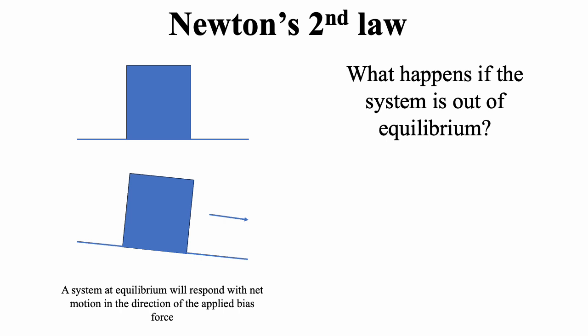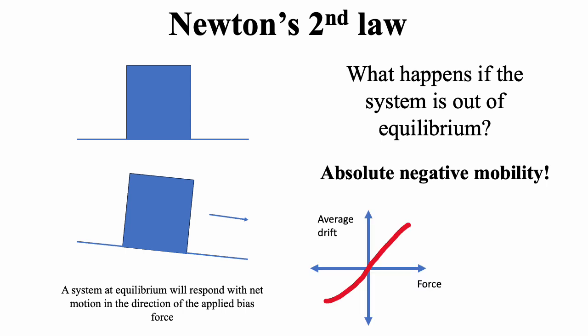So if you have a system which is out of equilibrium and you apply a small bias, then what happens? It turns out that if you apply a small bias for a system out of equilibrium, then you can get counterintuitive phenomena in such systems. And one such behavior is known as absolute negative mobility, right? So let me illustrate this through a cartoon.